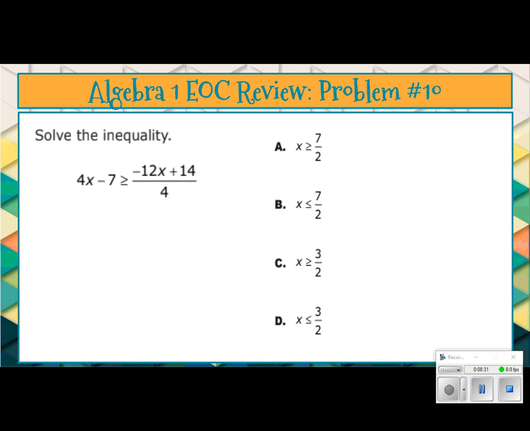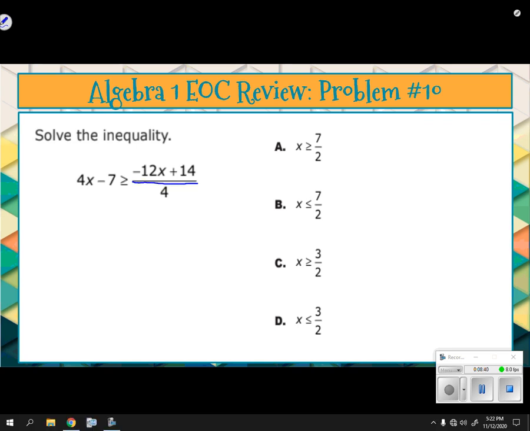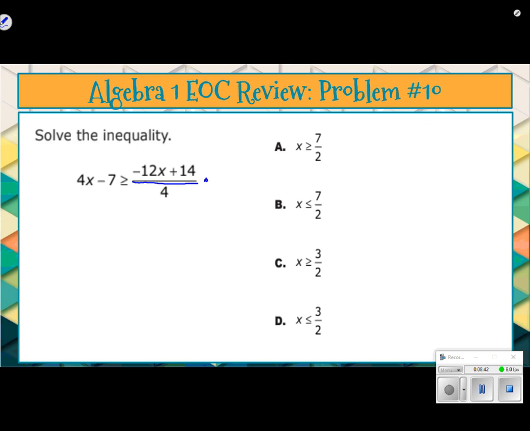All right, in order to work this out, you either have to be willing to deal with fractions if you divide this whole entire side by 4, or we could multiply by 4. If we're going to multiply by 4, which is what I would choose to do, then I have to make sure I distribute that 4. So I would have 16x minus 28 is greater than or equal to -12x plus 14. They definitely want us to put our x on the left-hand side, so I'm going to go ahead and do that.